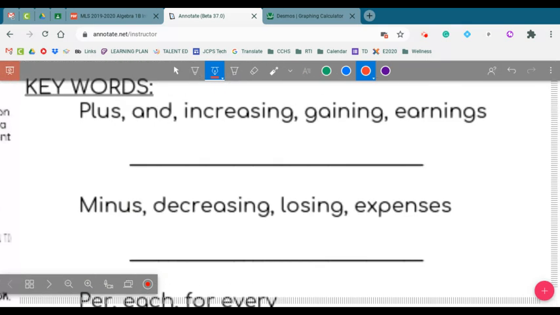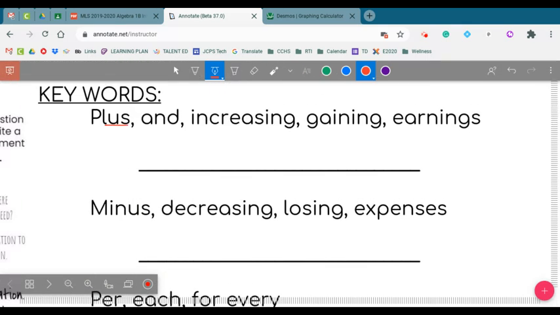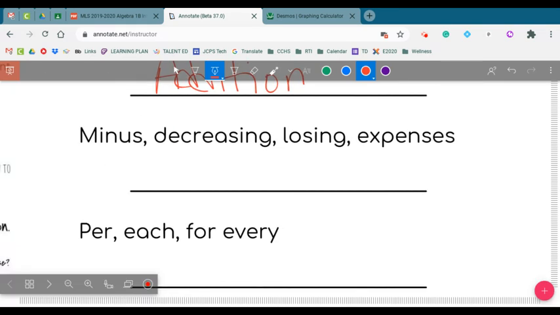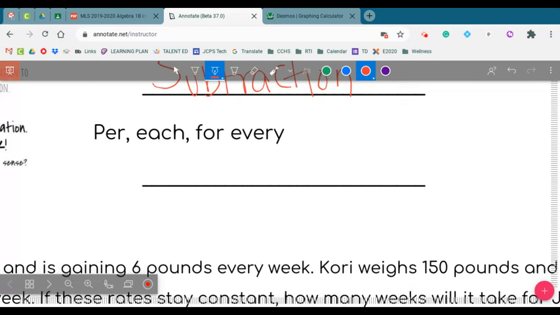Some keywords: if it says plus, increasing, gaining, or earnings, we are going to be adding. This is going to be addition. If it says minus, decreasing, losing, or expenses, these are always going to be subtraction because we're getting rid of them or we're losing them. And if it says per, each, or for every, this is whenever we use multiplication.